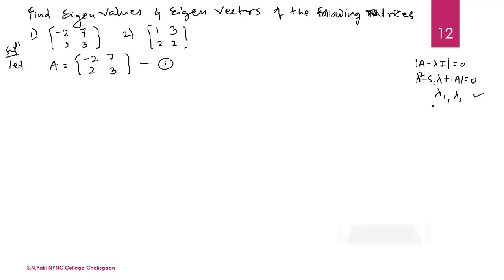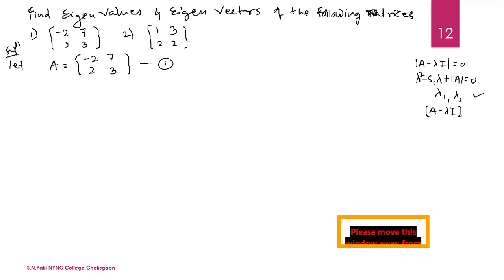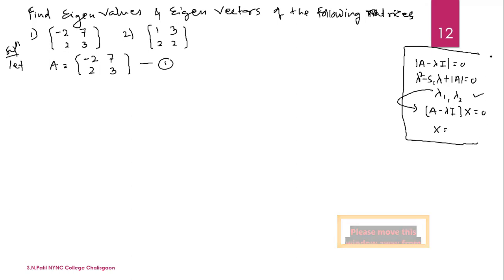After that, consider the matrix equation A minus lambda I into capital X, where capital X means x comma y. Put the values of lambda here, and we get the corresponding eigenvector. So this is the working rule for finding the eigenvalues and eigenvectors.